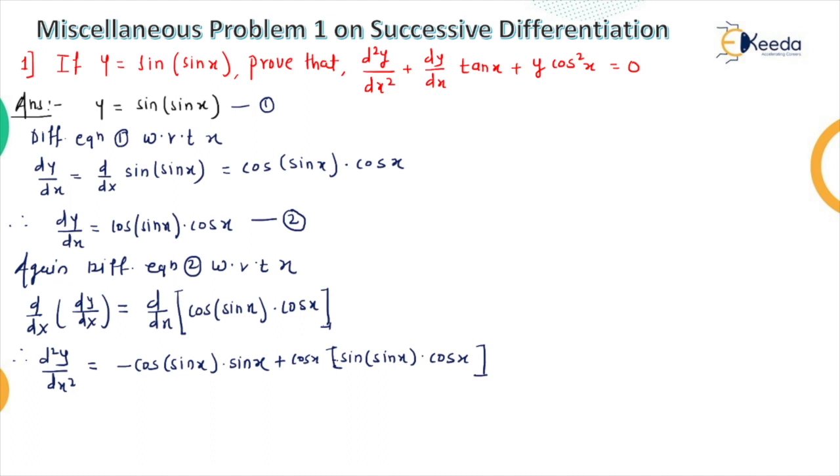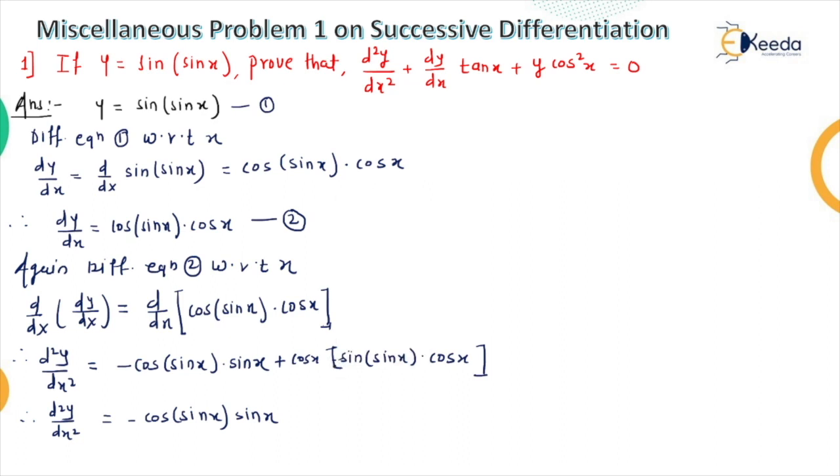Okay, this is a minus of sin x. Now let me write this equation in this way: d²y divided by dx² is equal to, what will we get here, guys? This is a minus of cos of sin x into sin x. Now this minus sign is here.